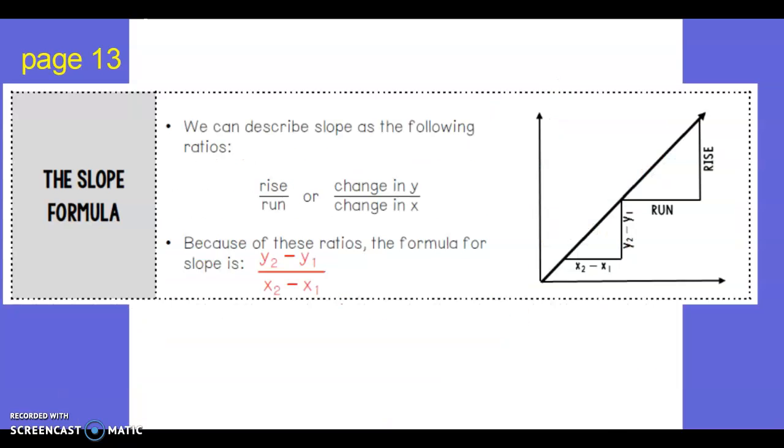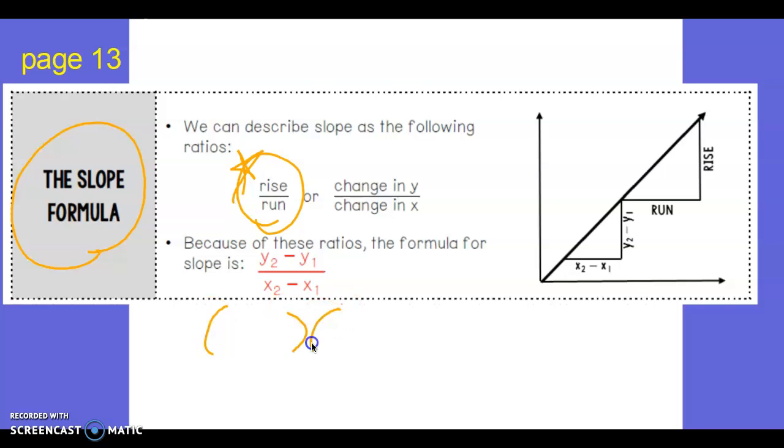So let's just summarize that a little bit. That is called the slope formula. We know the slope is rise over run. It's really important that you remember that. But our formula is you can take the second y minus the first y in the ordered pairs and put that over the second x minus the first x.